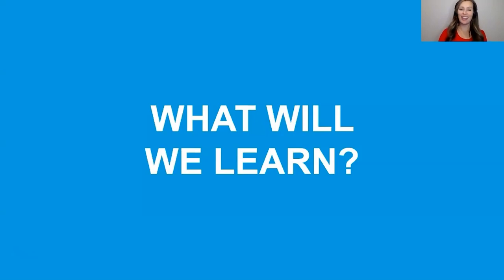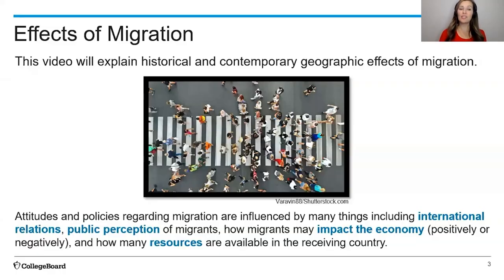What will we learn today? This video will explain historical and contemporary geographic effects of migration. Attitudes and policies regarding migration are influenced by many things, including international relations between countries, public perception of migrants, how migrants may impact the economy in positive or negative ways, and how many resources are available in the receiving country.